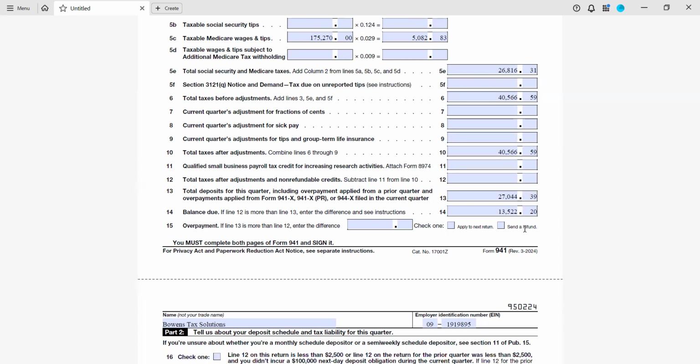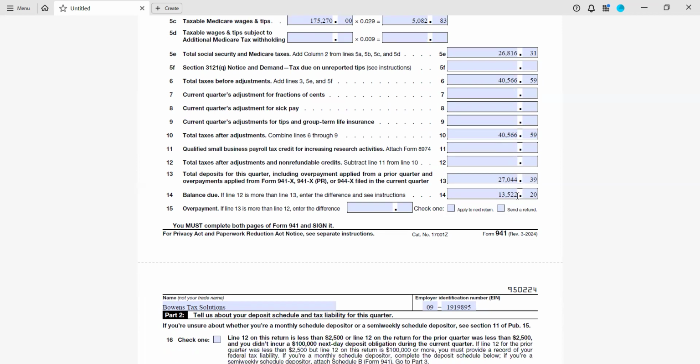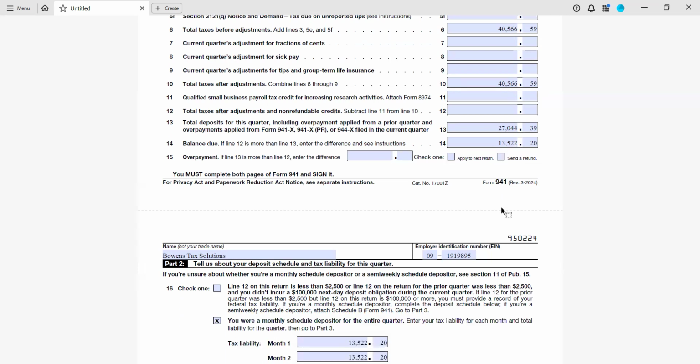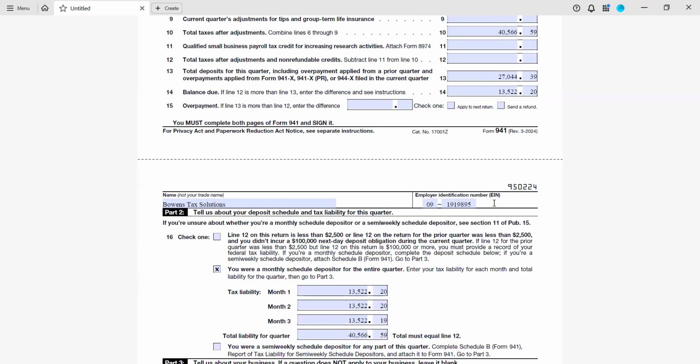All right. So the total deposits, the amounts that have been paid for this quarter, are $27,044.39. So the balance due is going to be $13,522.20 because there's no overpayment. If there was, we could apply that to the next return or have a refund sent.